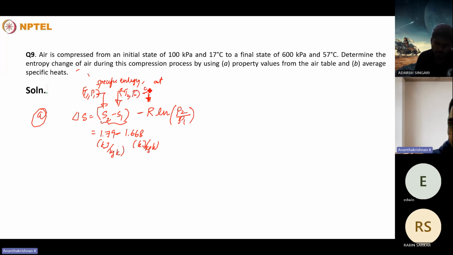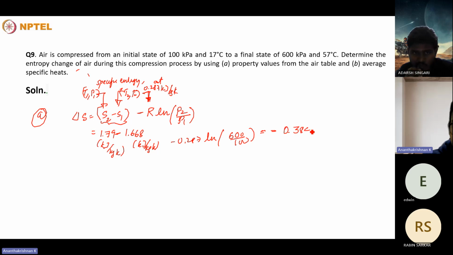So R will be 0.287 kilojoule per kilogram Kelvin for air. You substitute that straight away and put the pressure points 600 divided by 100. That will give you a change in entropy during this process of minus 0.3844 kilojoule per kilogram Kelvin.